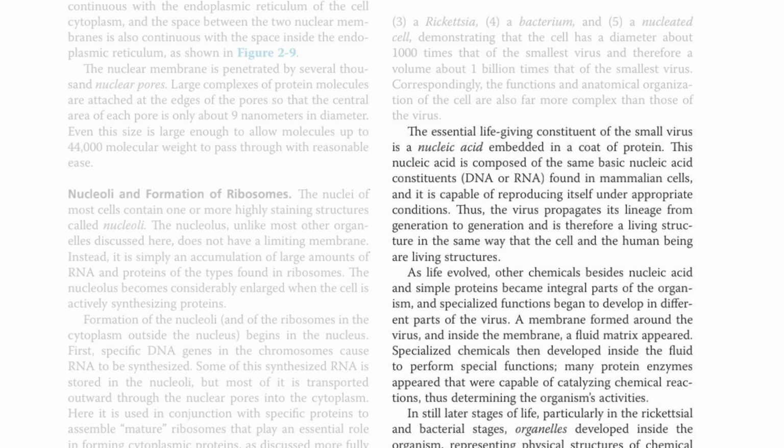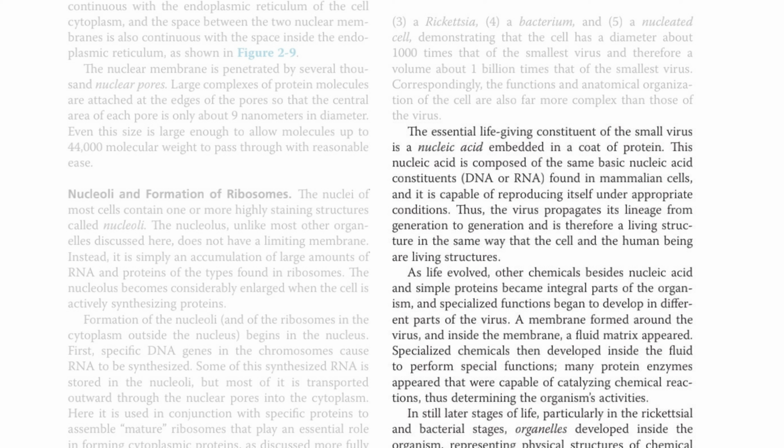The essential life-giving constituent of the small virus is a nucleic acid embedded in a coat of protein. This nucleic acid is composed of the same basic nucleic acid constituents, DNA or RNA, found in mammalian cells, and it is capable of reproducing itself under appropriate conditions. Thus, the virus propagates its lineage from generation to generation and is therefore a living structure in the same way that the cell and the human being are living structures. As life evolved, other chemicals besides nucleic acid and simple proteins became integral parts of the organism, and specialized functions began to develop in different parts of the virus.